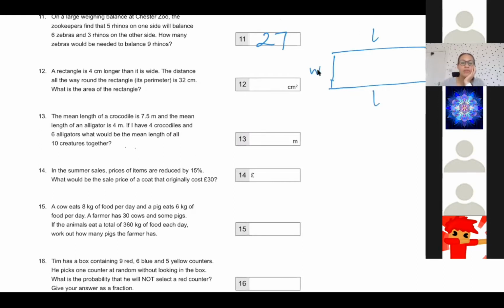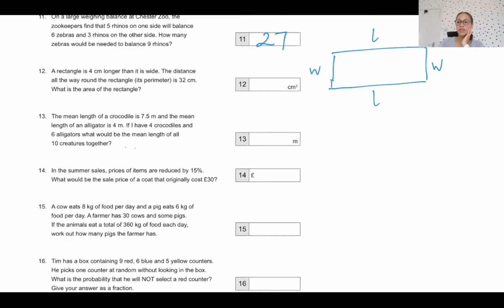Now, for anyone having trouble, the perimeter is the sum of 2 of the lengths and 2 of the widths. Okay, so 2 lengths and 2 widths makes the perimeter. I need to find out what 1 of the lengths and 1 of the widths add up to.